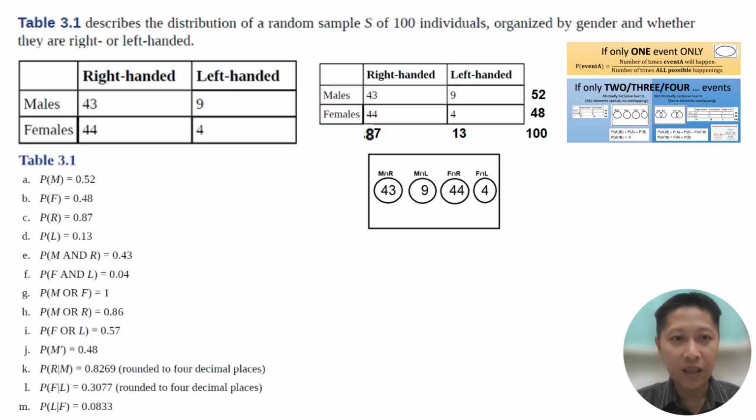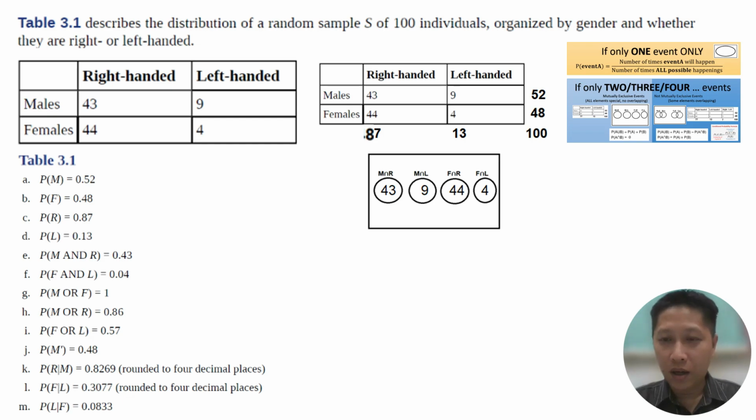It shows how many males and how many females, and how many males are using their right hand as their main hand, and how many are using their left hand. So same goes to the females, right hand and left hand.